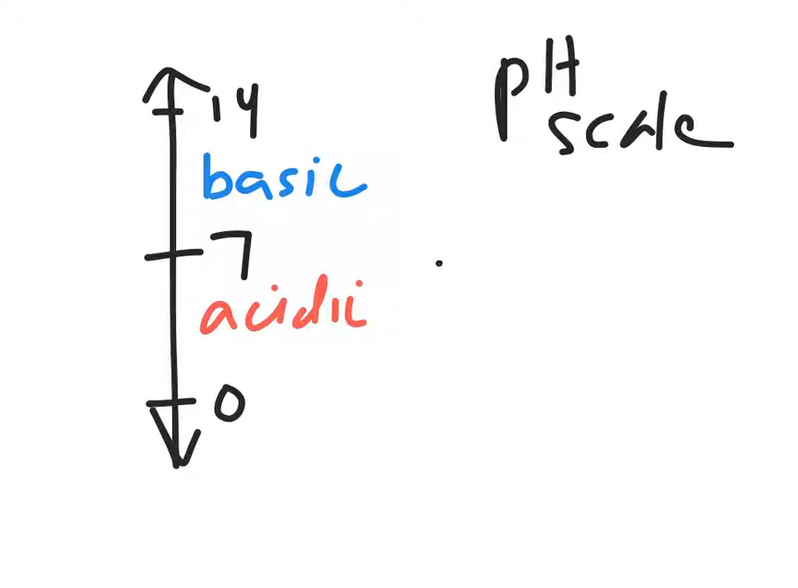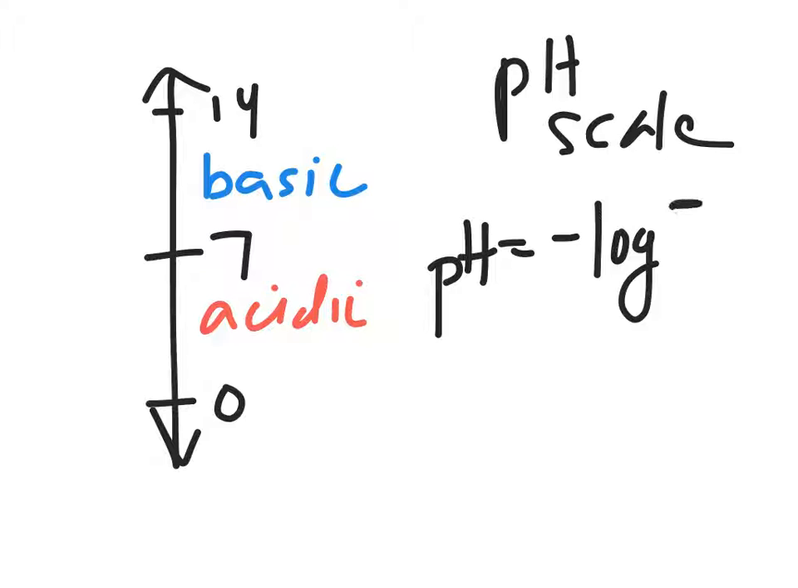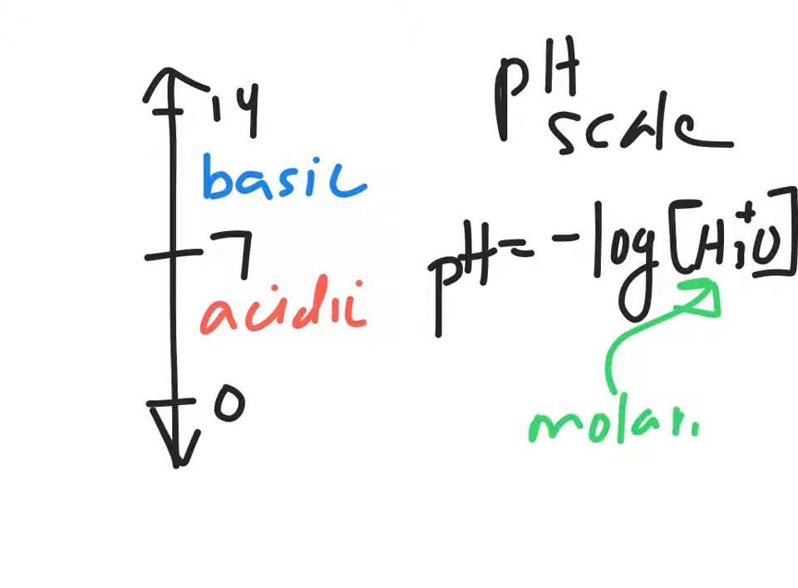Well, it is the negative log base 10 of the concentration of the hydronium ions that are floating around. And these concentration values, again, are measured in molarity. And the pH itself is a unitless quantity. Okay, so to convert between a hydronium ion concentration and the pH scale, you take the negative log of the value. So let's look at some examples.